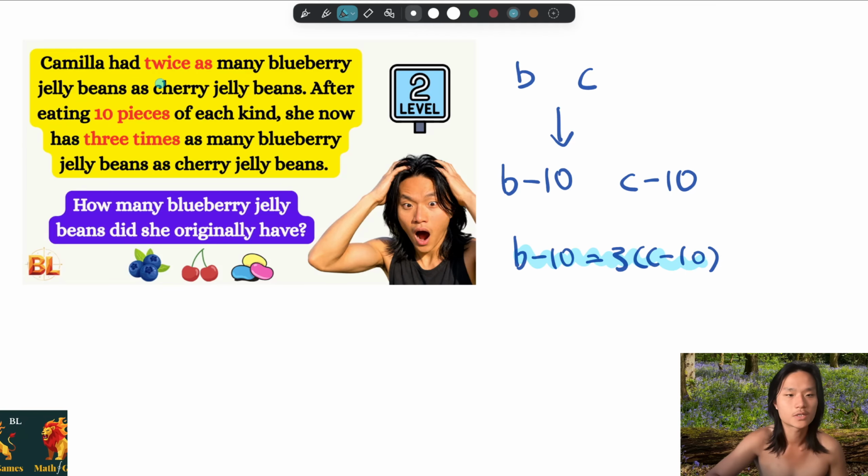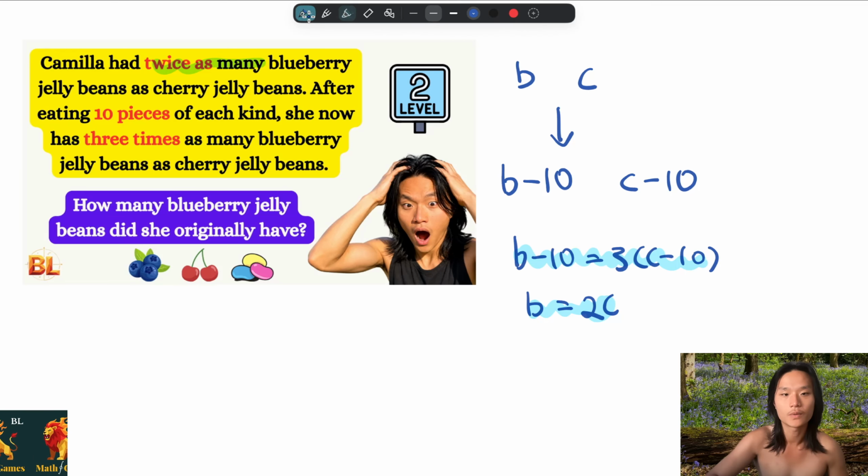The second piece of information we're given is that she had twice as many blueberry jelly beans as cherry jelly beans. So we have B equals 2C, because blueberry beans are twice as many as the cherry beans. So at this point, we now have B equals 2C.